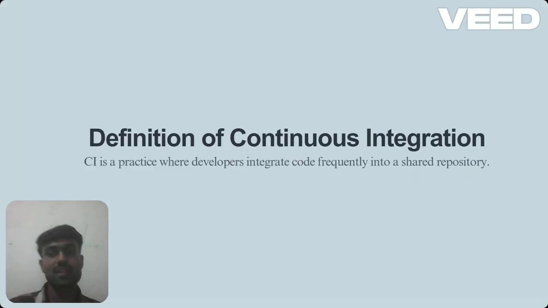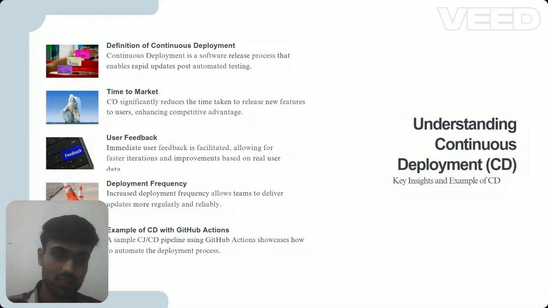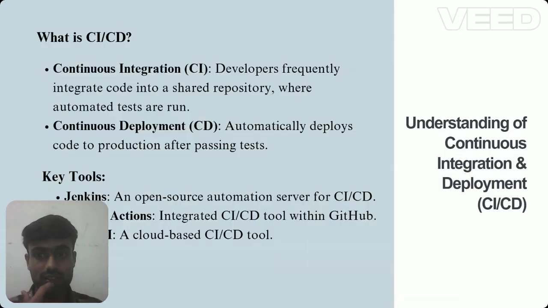So the next slide is about continuous integration. What is continuous integration? Continuous integration is basically a practice where developers integrate code frequently into a shared repository. And there is continuous deployment. Continuous deployment is basically a software release process that enables rapid updates post automated testing. So we will see the next slide.